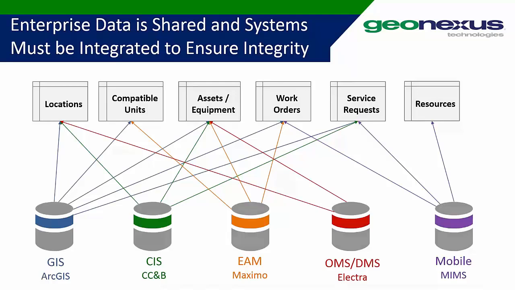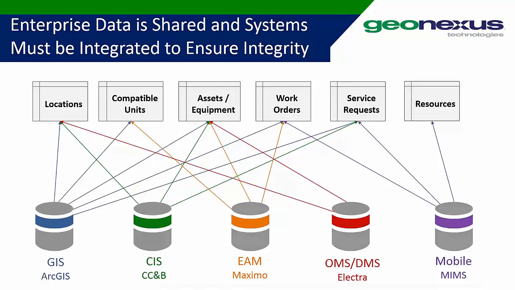You also want that location address in the outage management system. For instance, if there's a power outage, you want to be able to notify those customers that are affected by it. You also have assets and equipment within your enterprise. Let's take, for instance, a meter.